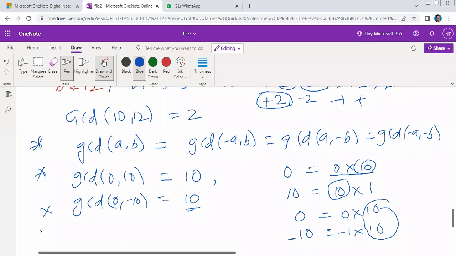In general, I can give one formula: GCD of 0, n is equal to mod n. Yes, GCD of 0, n is equal to modulus of n. This is the greatest common divisor concept. In our JL exam, a question was asked on these properties. I will give you that question later.